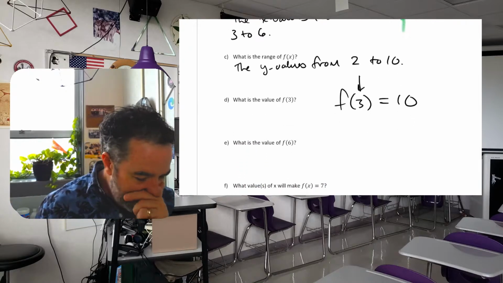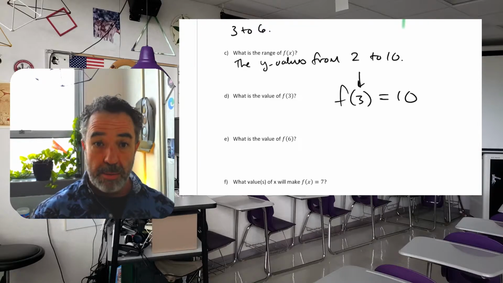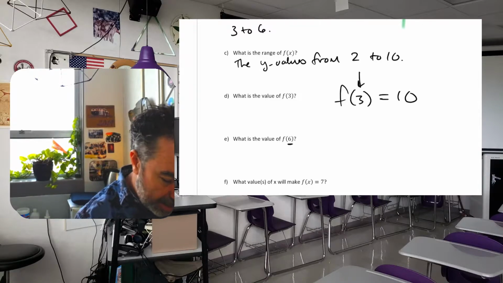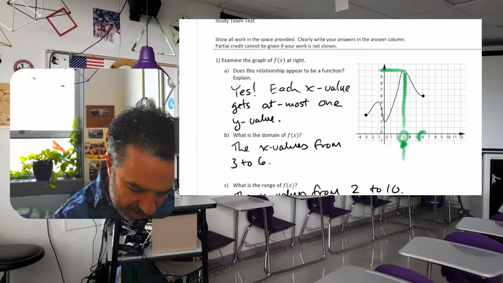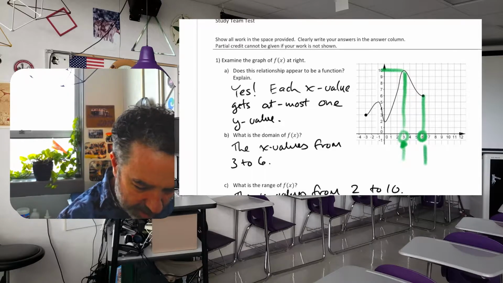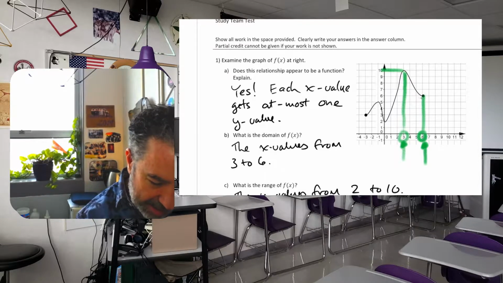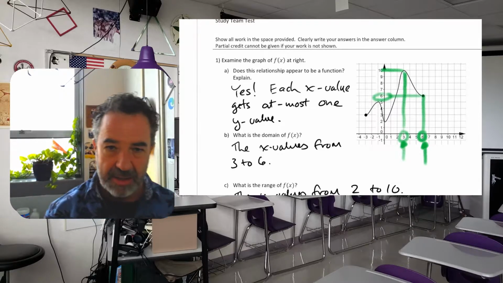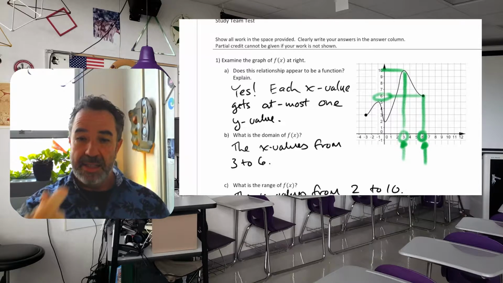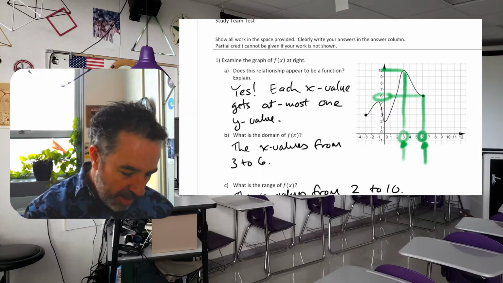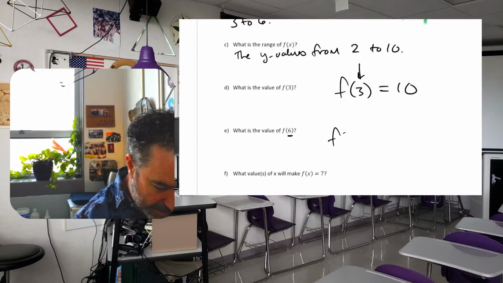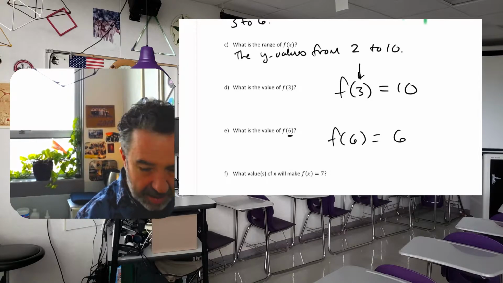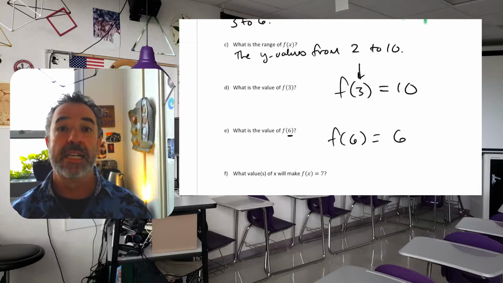The next one says, what is the value of f of 6? Okay, so I'm going to give it the number 6. If I give this function the number 6, what does it give me back? It looks like when 6 goes in, it's going to give me back the number 6. So 6 goes in and 6 comes back. The value of f of 6 is 6.